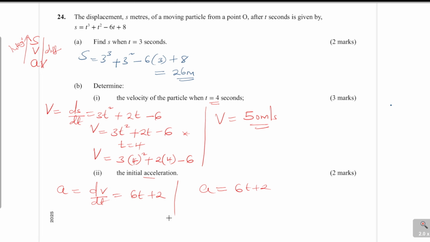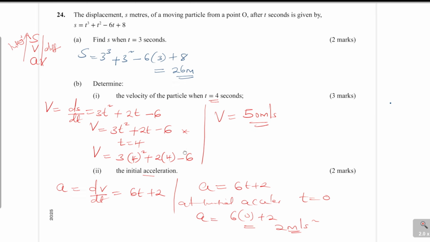Now you require to get the initial acceleration. At initial acceleration, time is given by 0 seconds. That is very important. At initial acceleration, t is equals to 0 seconds. So to get the initial acceleration, you simply need to substitute t with 0. So 6 times 0 plus 2, and this will give 2 meters per second squared. So that is how we're supposed to do that.